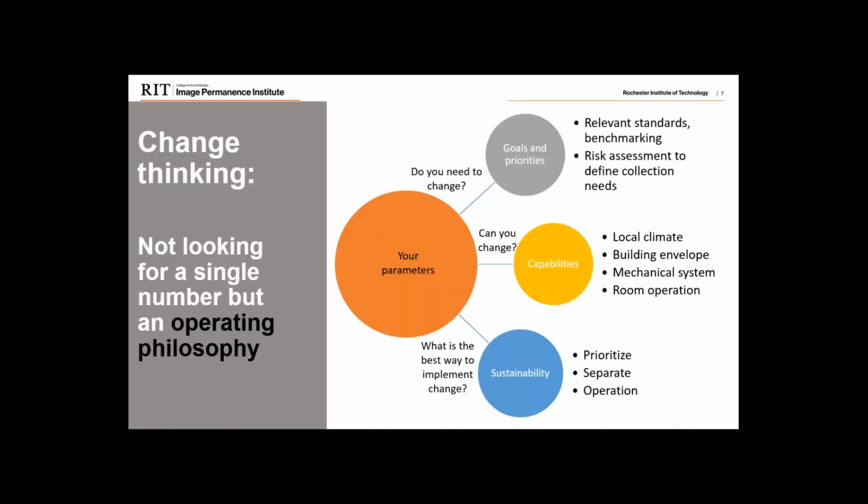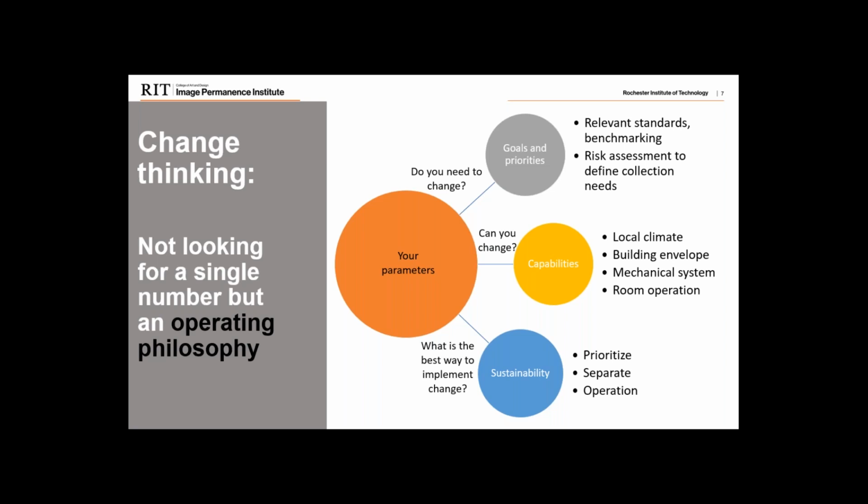So this slide, I know it has a lot on it, but hopefully by the end of this, it'll all make sense. I just want to lay out the outline for today's presentation. And the main thing here is that the appropriate parameters for your context are really going to be arrived at by answering these questions. Do you need to change? Can you change? And what is the best way to do so? And we'll walk through each of these steps.